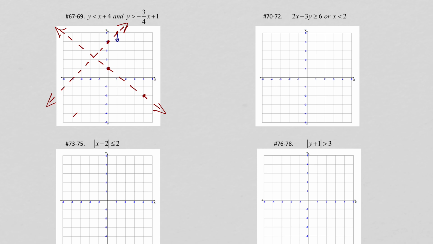Now, when I go to shade, y's go up and down. This is the greater side of this line, so I'm going to shade up on this side of this line. So if I'm shading on this side of this line, but this side of this line, only this portion in here gets shaded, and so I'll shade right in here.